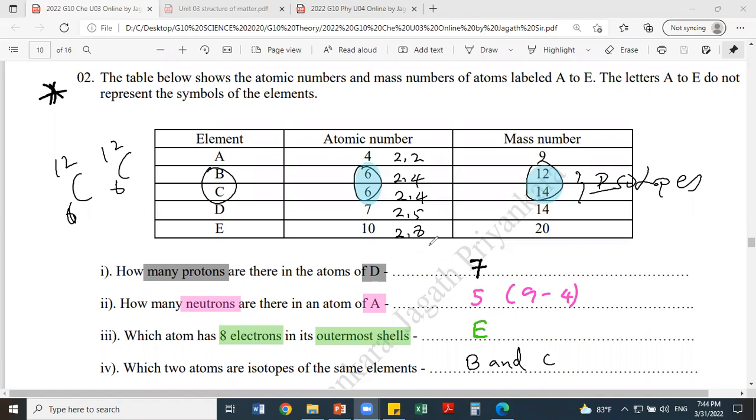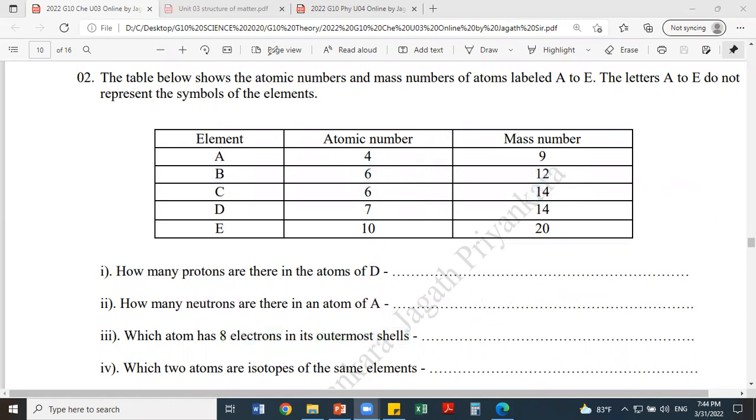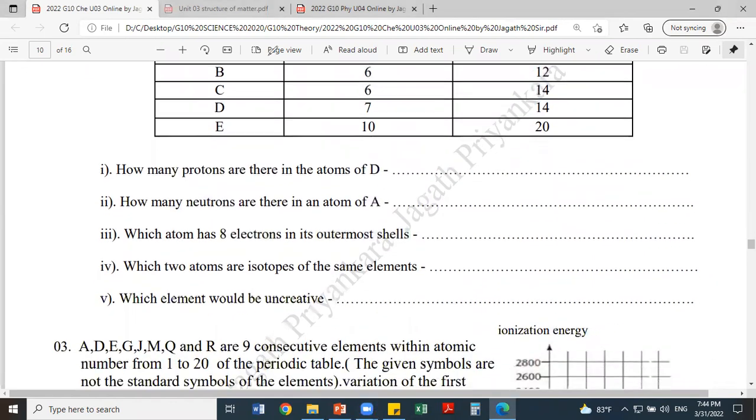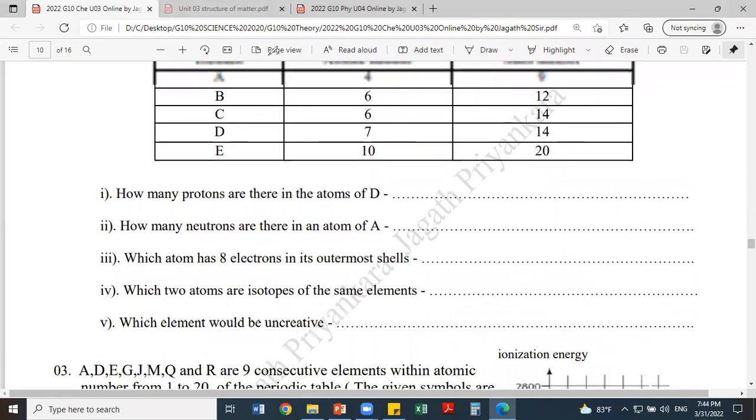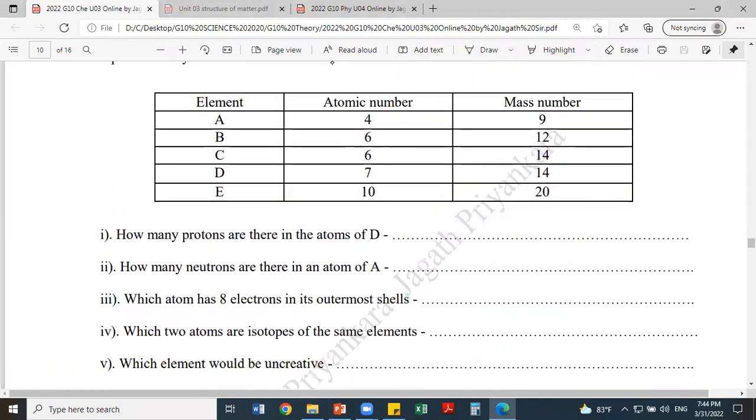Right. So I'll erase the screen now. There's one more. Which element would be unreactive? Highlight here the word unreactive. Unreactive means it should be a noble gas. Unreactive ones are mostly noble gases, so group 8 elements. So which one is a noble gas out of these? Capital E. Capital E will be the noble gas.